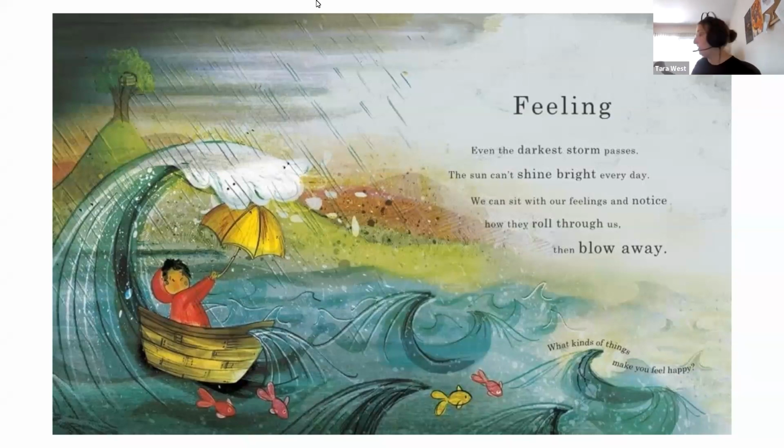Sorry, my cat is by my mouse. Excuse me, sweet girl.